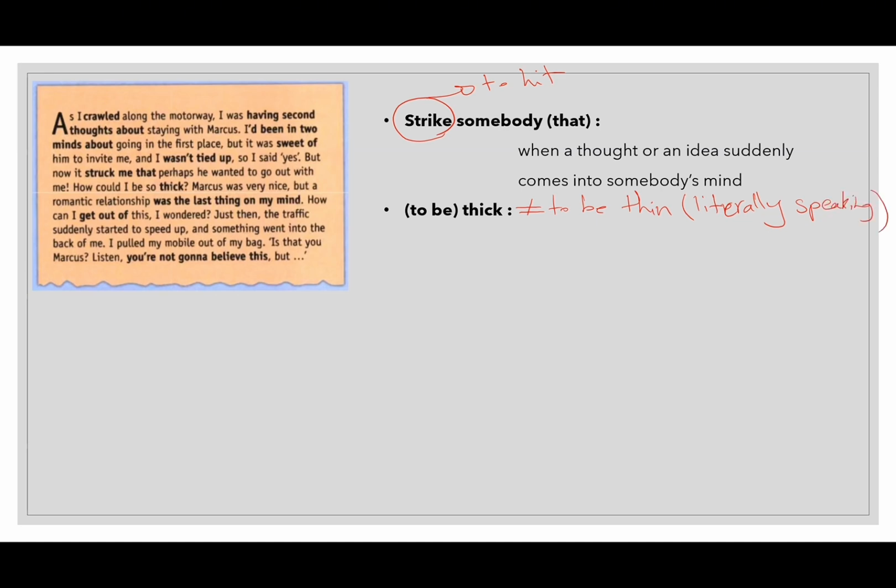Okay, but that's not what we're looking for. To be thick means to be stupid. To be thick-headed means to be stupid. So, how could I be so thick? How could I be so stupid?